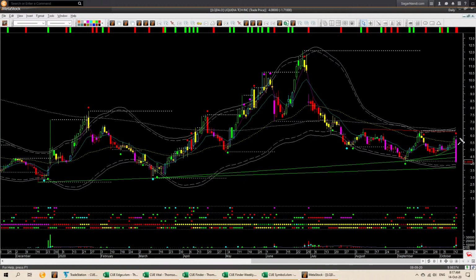LQDA. Bearish flow, bearish shape candle yesterday, bearish pressure, extremely high volume. It broke below multiple trend line supports, 3 of them, however it is close to another trend line support. I would avoid shorting it at this point.